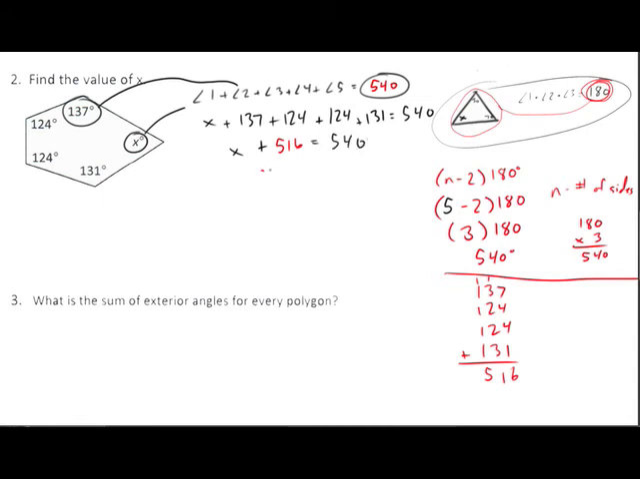Now if I minus 516 here, minus 516, we get 24 degrees, which is equal to x. Plug it back in. Always make sure to plug it back in, because if we have something here besides just x, this doesn't actually represent your degrees. In this case, it does.